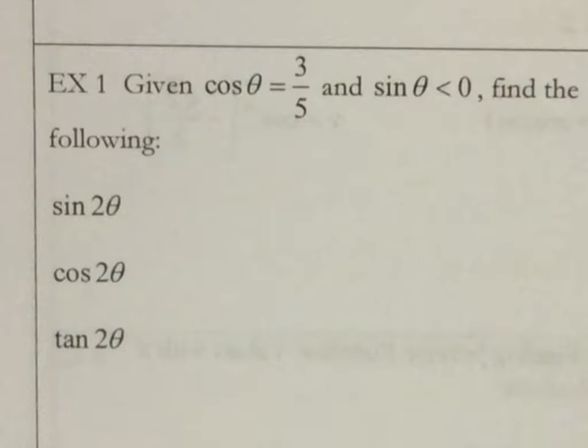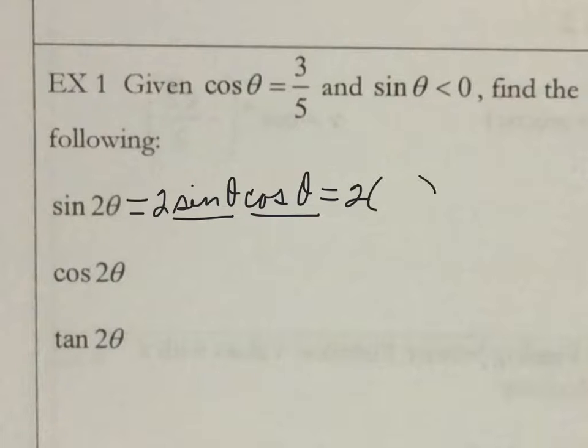And we're asked for sine of 2 theta, which according to the identity that I just had listed up there is equal to 2 sine theta cosine theta. Okay, so what do we need to figure this? We need sine theta and we need cosine theta. We've already got cosine theta. It's 3/5. So 2 times whatever sine of theta is times 3/5.